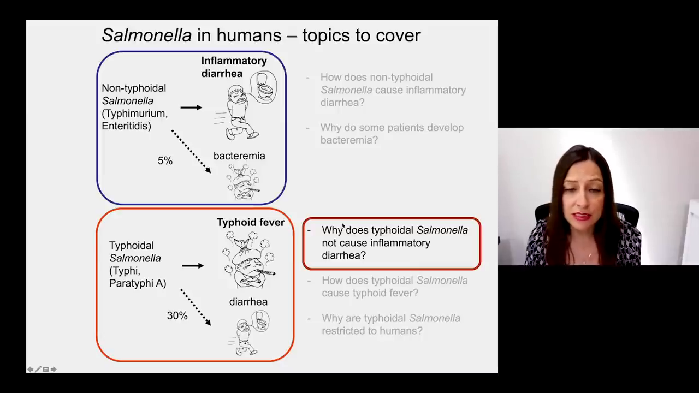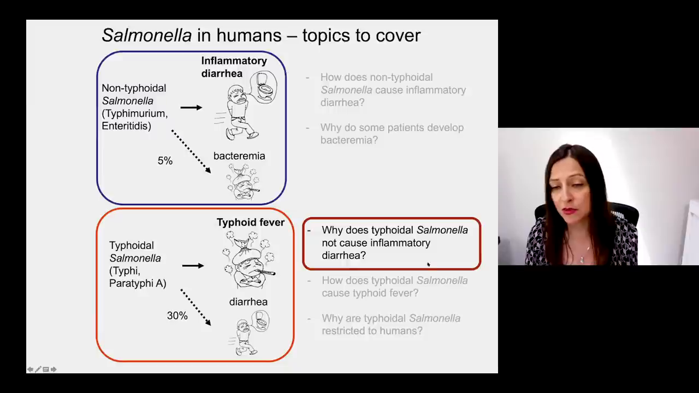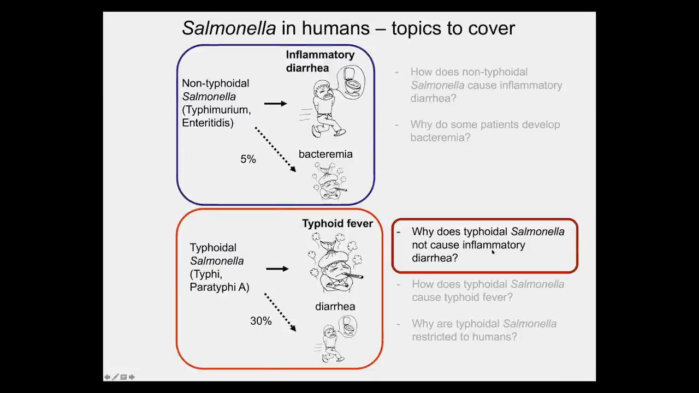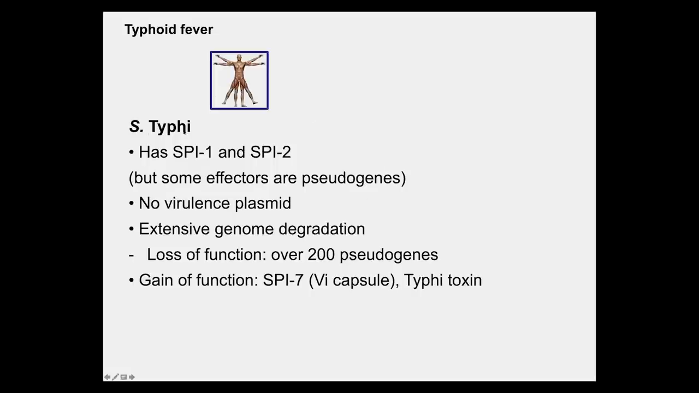So now let's move on to the second group of Salmonella, the typhoidal Salmonella, and discuss why typhoidal Salmonella does not cause inflammatory diarrhea. This has been puzzling for a long time because Salmonella Typhi has the same virulence factors as Salmonella Typhimurium, for example, and has pathogenicity islands 1 and 2, although some effectors are pseudogenes. There is no virulence plasmid, however, which in the non-typhoidal Salmonella can promote dissemination in a susceptible host. There is extensive genome degradation, with a loss of function in over 200 pseudogenes in Salmonella Typhi.